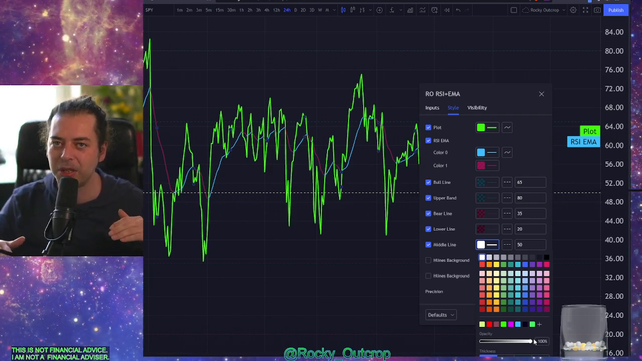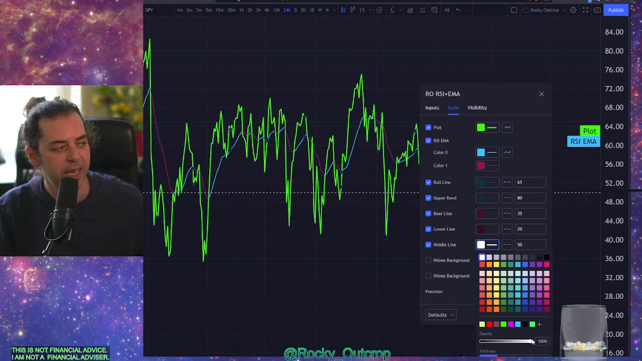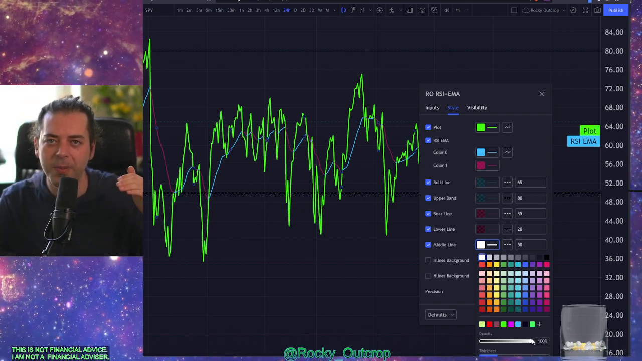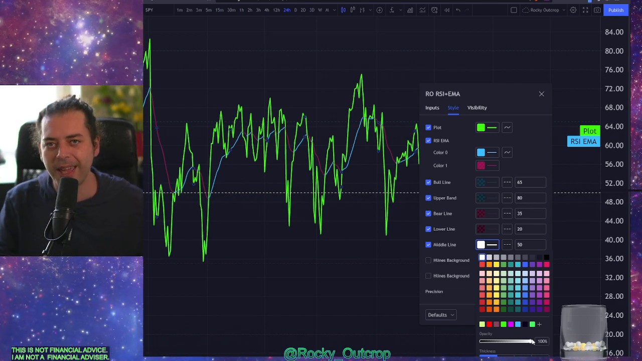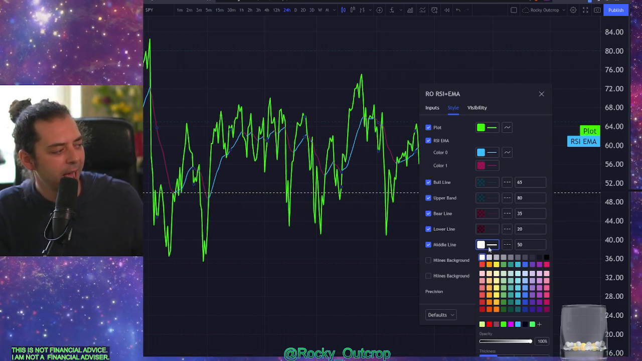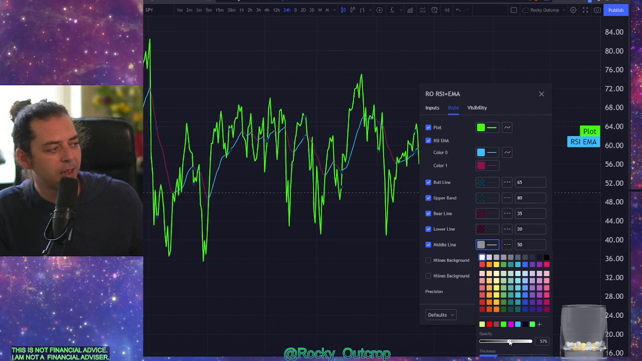Like I say, this thing goes from 0 to 100. That's about 50. So generally speaking, prices above that middle line, bullish. Prices below, bearish. Often we'll see tests of that line. Okie dokie. And that's in about the middle of the chart there.